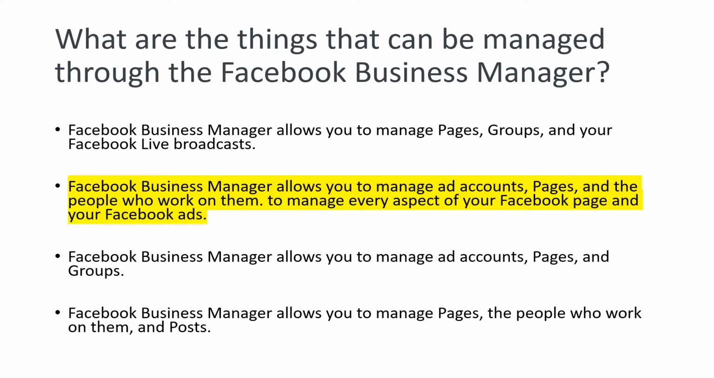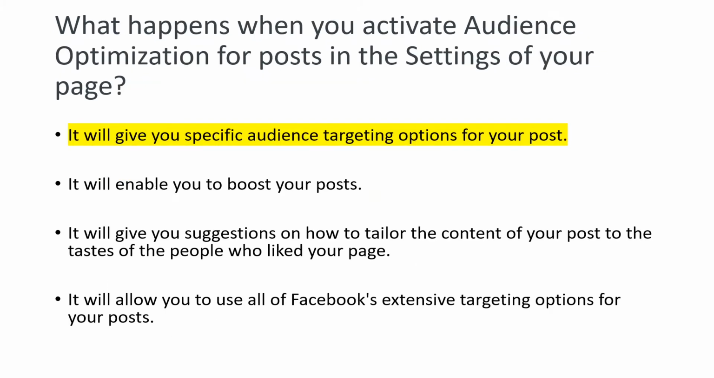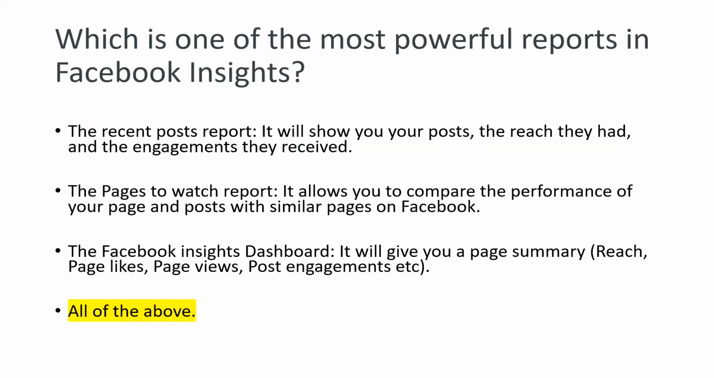44. What are the things that can be managed through the Facebook Business Manager? Facebook Business Manager allows you to manage ad accounts, pages, and the people who work on them, to manage every aspect of your Facebook page and your Facebook ads. 45. What happens when you activate audience optimization for posts in the settings of your page? It will give you specific audience targeting options for your post.